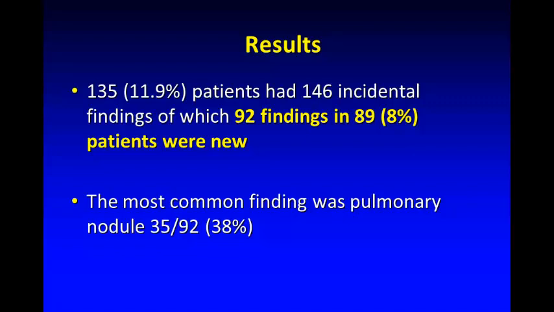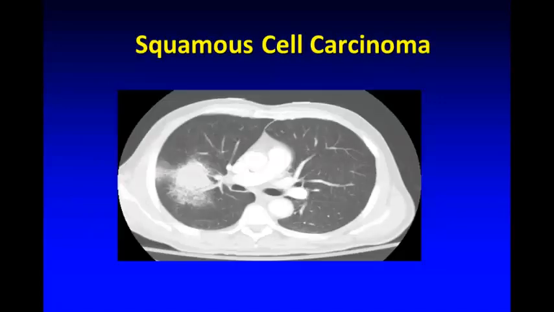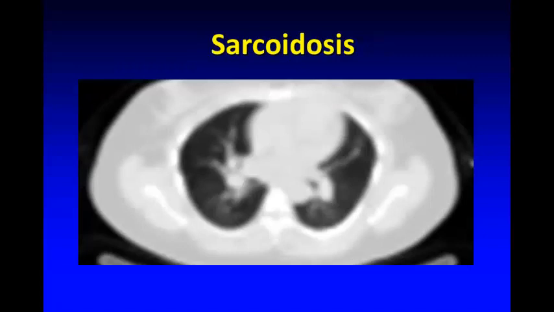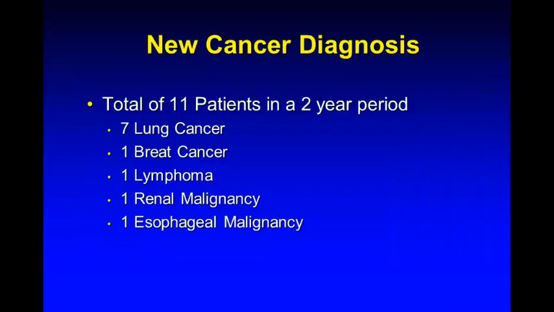Most of them were not significant and did not impact patients, but out of nearly 1,100 patients, some were scary diagnoses, like squamous cell carcinoma in some of these patients. Here is another patient with an adenocarcinoma, and sarcoidosis with hilar adenopathy, as you see here, and a total of 11 patients had new cancer diagnoses. So these were a little bit scary.